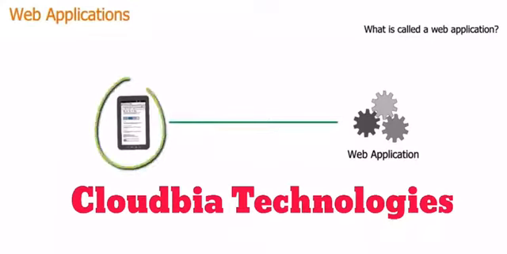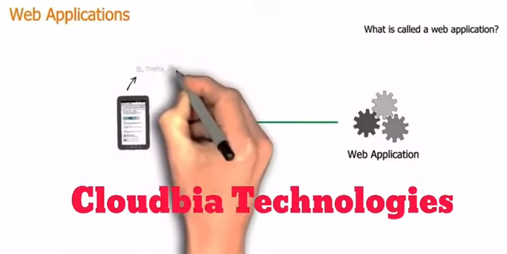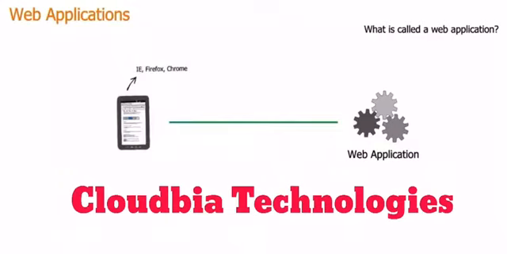And you know what's called a browser? A browser is an application that you use for browsing the internet. And the examples are your IE or Firefox or Google Chrome or Safari. You all know about that.